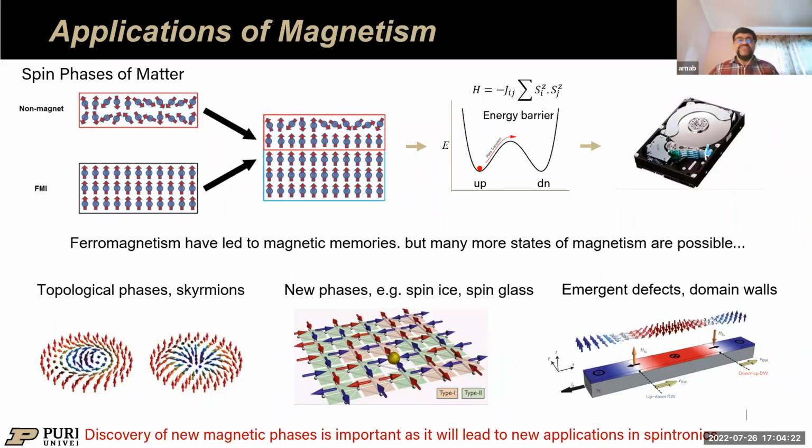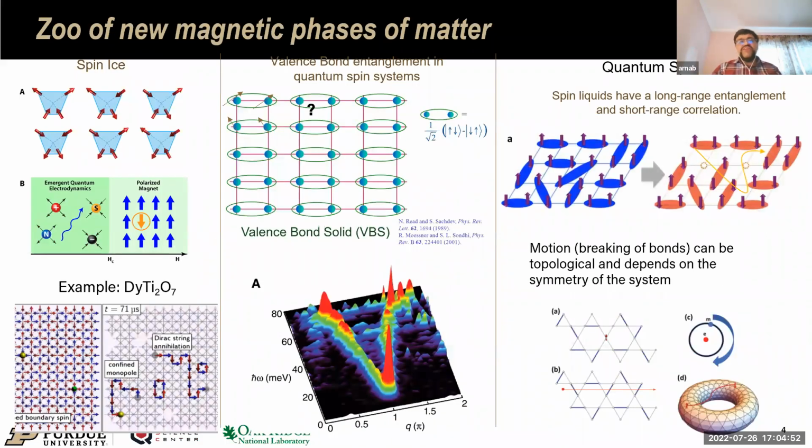There are so many other phases of matter which are possible. For example, the topological phases, the skyrmion phases, new phases like spin ice, spin glass, spin liquids, and also emergent defects like domain wall and domain wall motion. And the question is that there are probably so many other new applications possible from it. And to understand what are the new phases of matter which are possible and what are their applications, we have to first understand them.